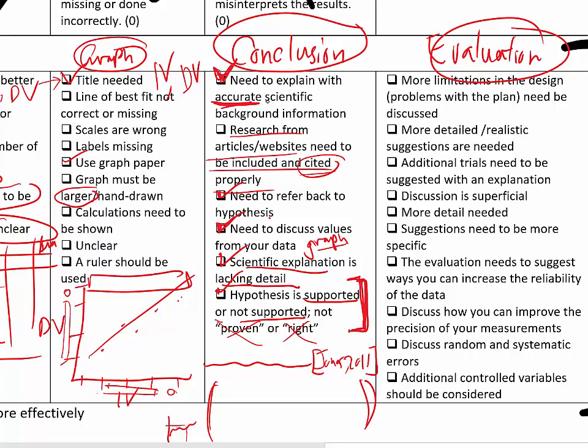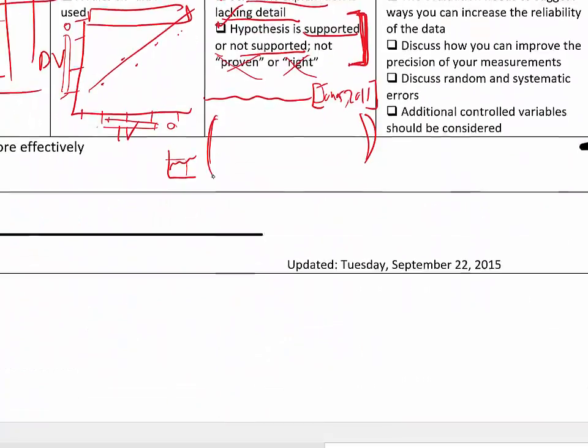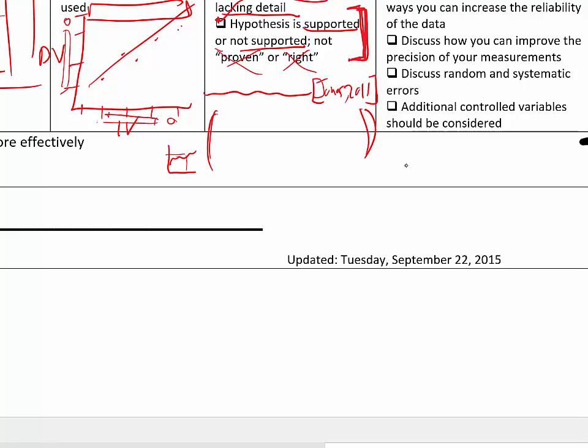This is big. You should be separating your evaluation into two sections. I need some more space down here. So your evaluation should be separated into two sections, and I would call one of these sections limitations, and the other side should be suggestions.